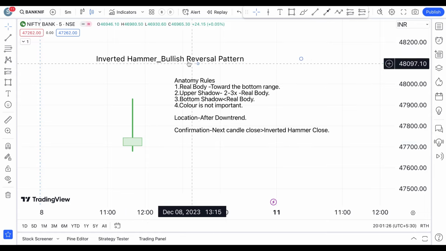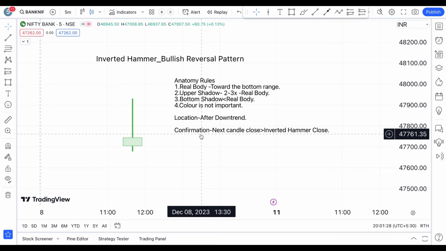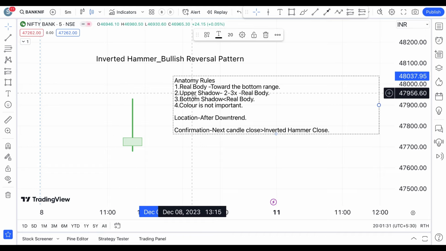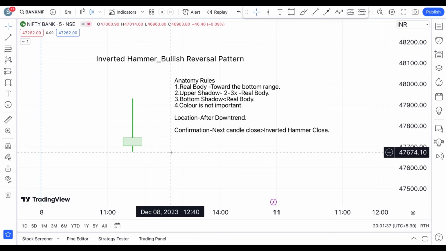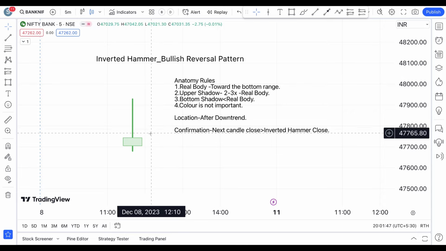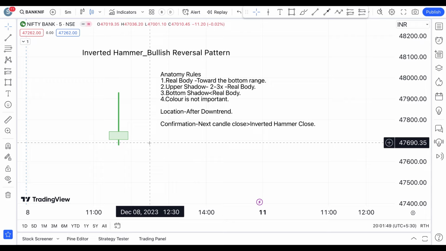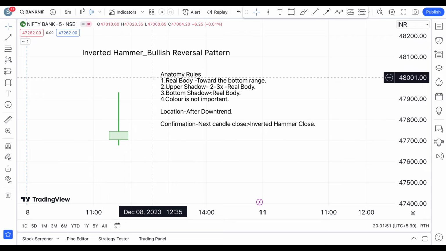If you meet all these parameters, you can pretty much take a trade. But as I always warn you, there is no pattern in the universe of the stock markets in technical analysis that works 100% of the time. This is no exception, so you need to be careful if you're taking a trade towards the upside.